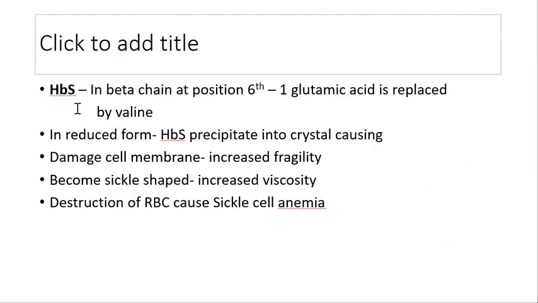The last is HbS. So what is HbS? It is basically hemoglobin S, where in the beta chain at position 6 one glutamic acid is replaced by valine, so only one amino acid differs. This hemoglobin in reduced form precipitates into crystals. The cell membrane is damaged, which increases fragility. Fragility means the ability to burst. It becomes sickle shaped, so blood viscosity increases, and obviously as it passes through the spleen it will be destroyed, and that's why destruction of RBCs occurs, causing sickle cell anemia.